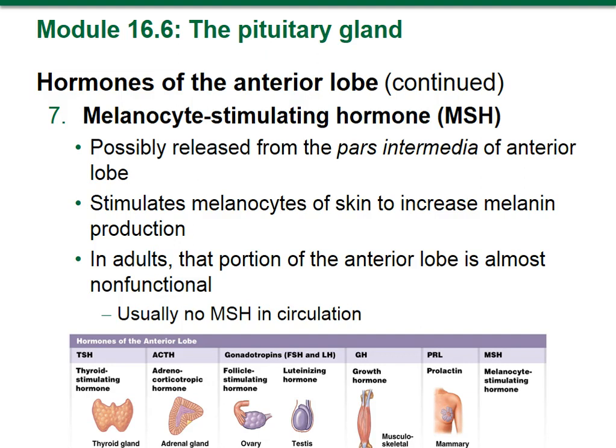Melanocyte-stimulating hormone, possibly released from the pars intermedia of the anterior lobe, so we're not totally sure. It stimulates melanocytes of the skin to increase melanin production, which of course gives more color to the skin. In adults, that portion of the anterior lobe is almost non-functional. And there's usually no melanocyte-stimulating hormone in circulation. And we'll talk more about that later too. And of course, we already talked about that somewhat in 168. As a person gets older, you actually see less pigmentation.